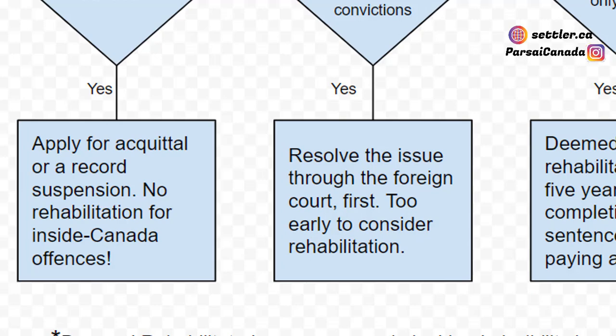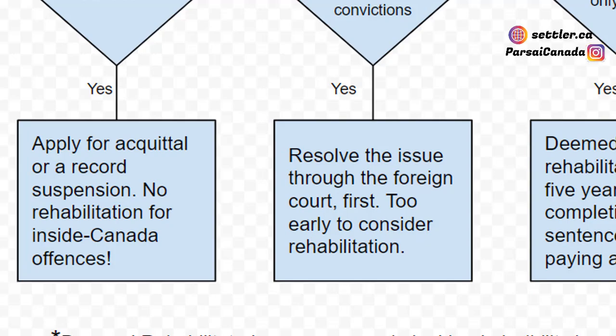Acquittal means that the system tells you that you are not convicted anymore and maybe the original conviction was a mistake in the first place. But if they believe that the conviction was okay, but they accept to remove your name from the criminal records of RCMP, then you receive a record suspension, and in that situation you are not inadmissible to Canada. So for convictions inside Canada, the only direction would be acquittal or record suspension.